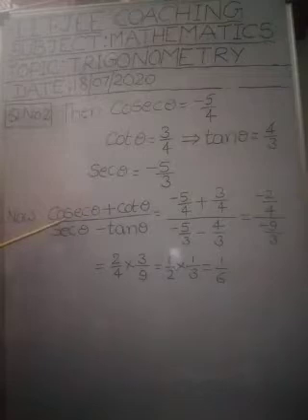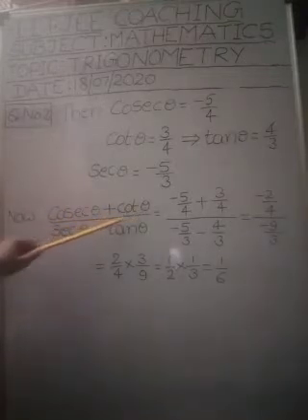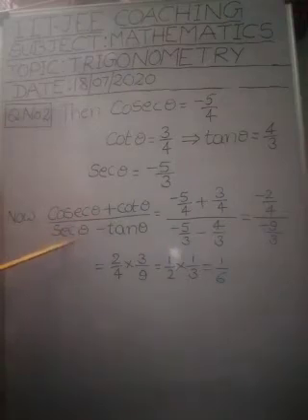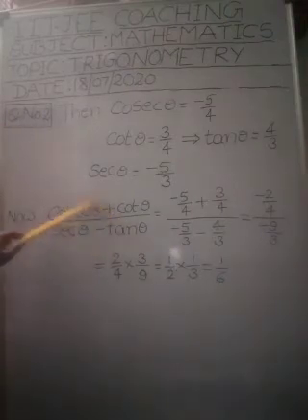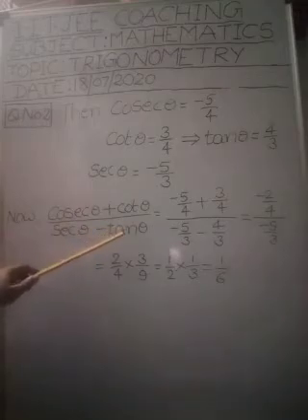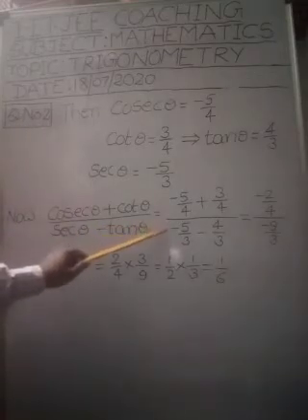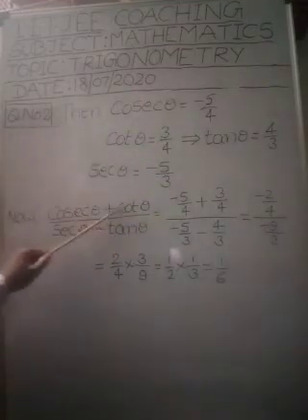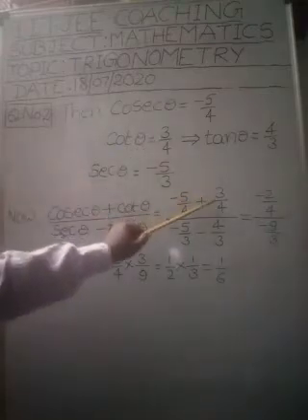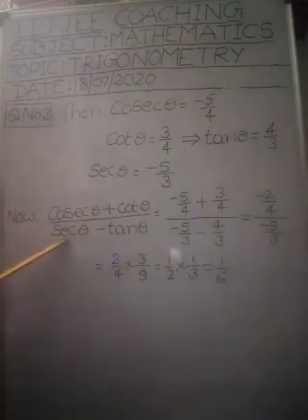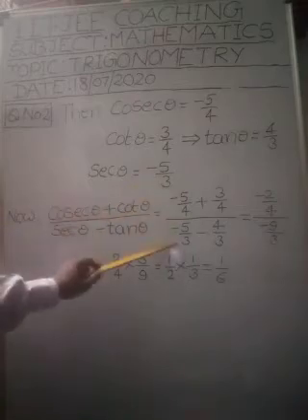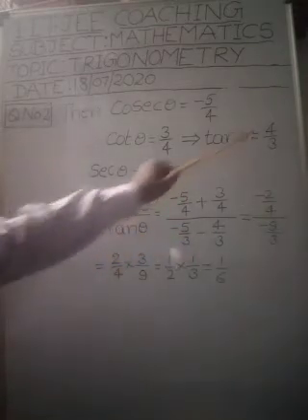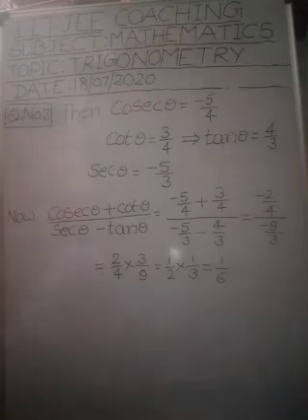Now, let us take the given expression: cosecant theta plus cot theta whole divided by secant theta minus tan theta. In this expression, we substitute the values. That is equal to, what is cosecant theta? Minus 5 by 4 plus what is cot theta? 3 by 4 whole divided by secant theta. What is secant theta? Minus 5 by 3 minus what is the tan theta value? 4 by 3. Understood, my dear children? We just substituted the values.